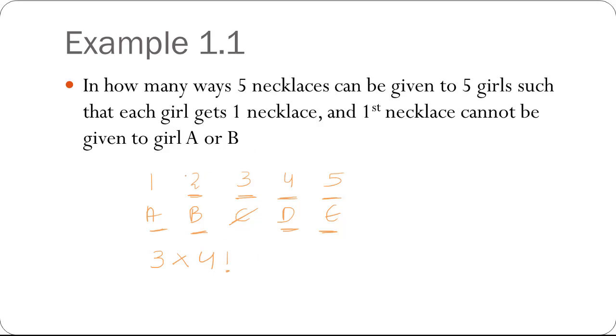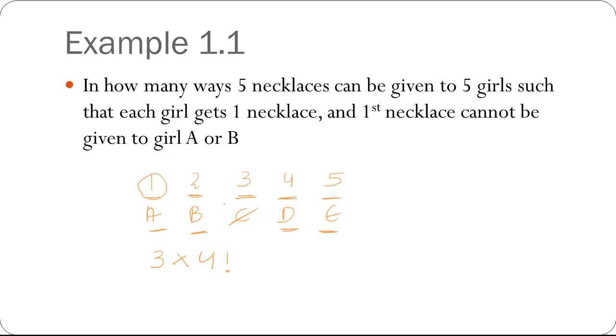See, the condition here was the first necklace cannot be given to girl A or B. So the first necklace could have been given to girl C, D or E, right? So we assume that the first necklace was given to girl C. We can assume it to be anyone, C or D or E. We just want to remove one girl from the lot. Okay, so let's say necklace 1 was given to girl C.